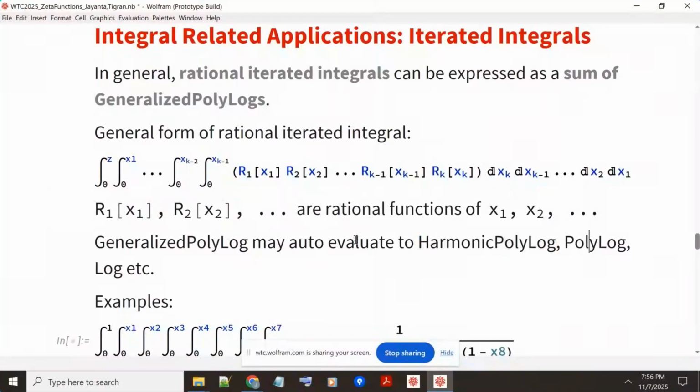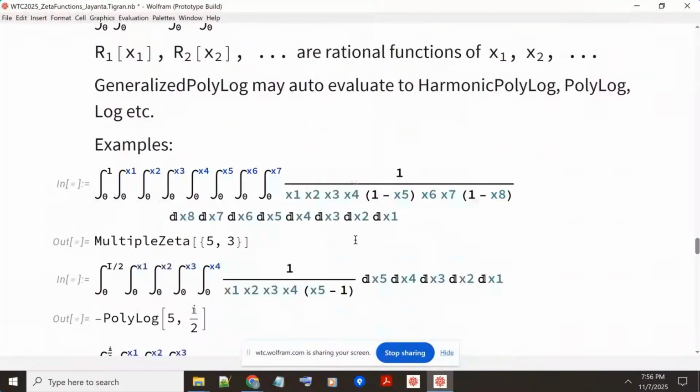So let us look at some examples. These we had already seen. As you can see, this is a rational iterated integral that evaluates in terms of multiple zeta. And these are pretty fast now. In 14.3, these would either return unevaluated or be very slow sometimes, returning huge answers and so on.